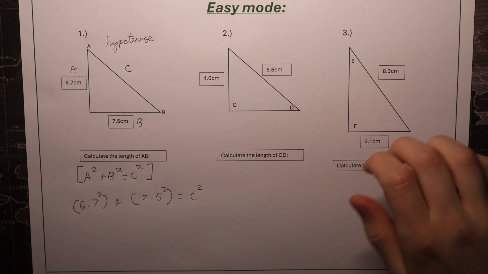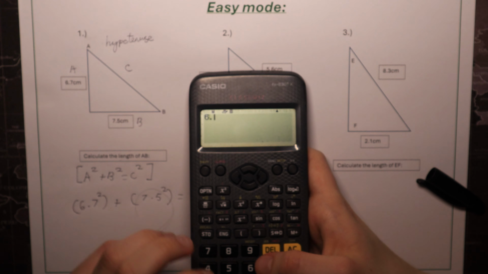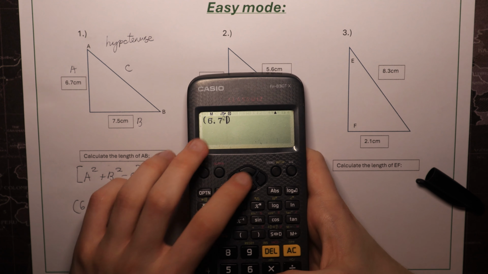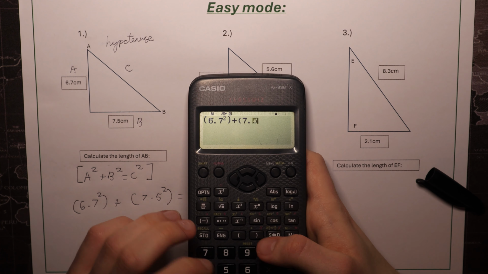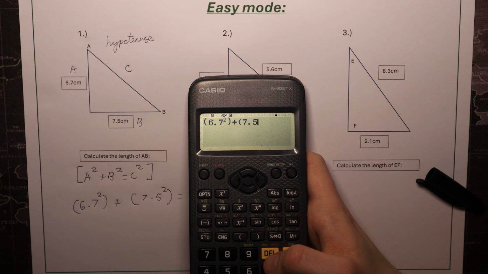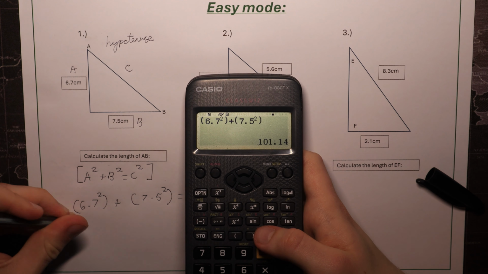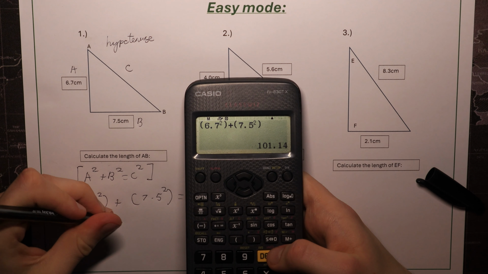Now we just copy this down into our calculator. So we put 6.7, we just put the brackets around there, and we put squared, plus 7.5, and we square that also. What we get is 101.14. Now this is obviously equal to C squared.